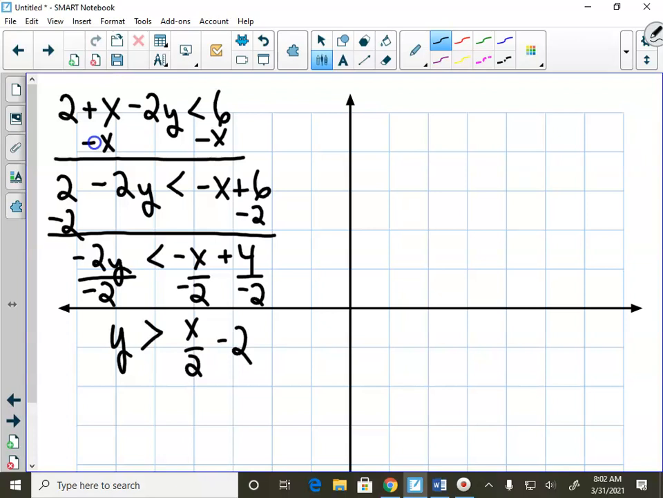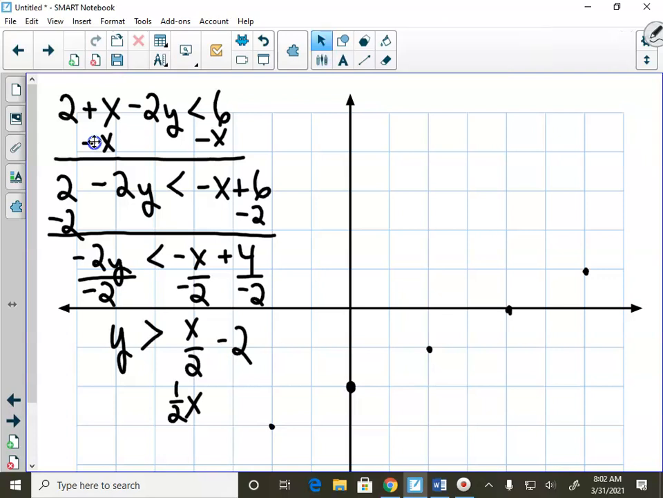So let's go to negative 2, which would be here. And our slope is, again, x over 2 is the same as 1/2 x. So our slope is 1/2, which means we're going to go up 1 to the right 2, up 1 to the right 2, up 1 to the right 2. And again, you can kind of see what our line's going to look like. We could go down 1 and to the left 2 as well. Okay, I'm going to get my straight line tool.